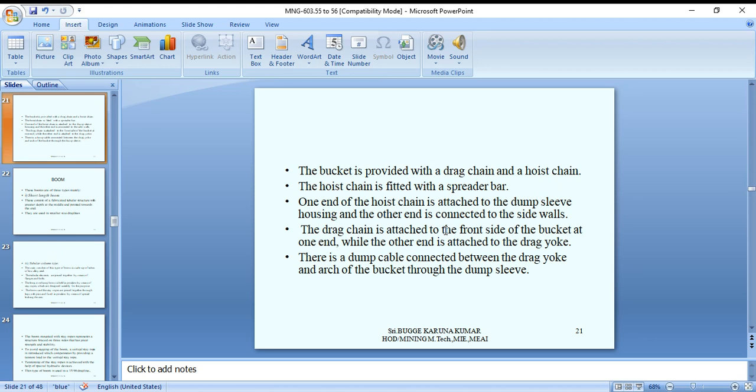The bucket is provided with a drag chain and a hoist chain. The hoist chain is fitted with the spreader bar. One end of the hoist chain is attached to the dump sleeve housing, and the other end is connected to the side walls. The drag chain is attached to the front side of the bucket at one end, while the other end is attached to the drag yoke. There is a dump cable connected between the drag yoke and the arch of the bucket through the dump sleeve. This is the basic construction of the chains, how they connect to the bucket, how they lift and drag, and where the chains will be moving.